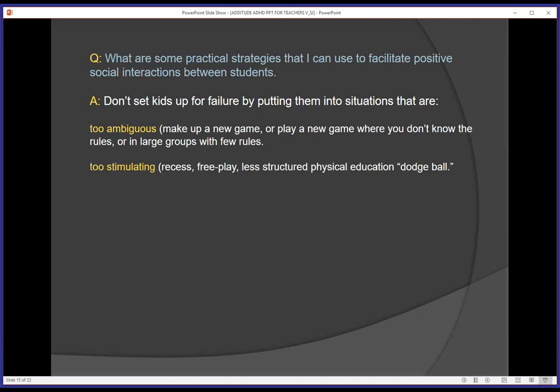Don't put kids in situations that are too stimulating. We send kids out to recess and we wonder why they're always getting into trouble. There's so much going on, so many places to get into trouble.